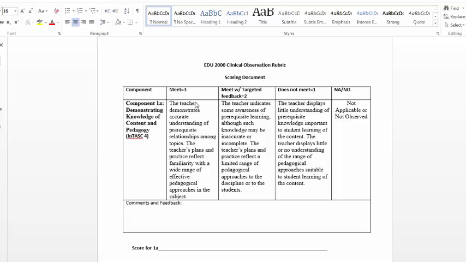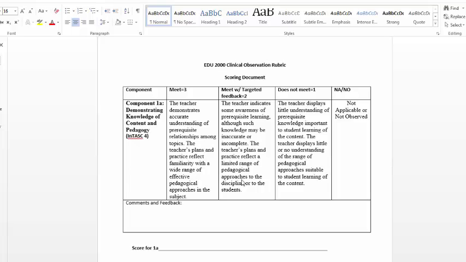So did the intern demonstrate accurate understanding of prerequisite relationships among the topics that they were talking about in class or that you talked about in class? When they had the opportunity to plan and practice, it reflected familiarity with a wide range of pedagogical approaches related to the subject. That would be a high level 3. Meets with targeted feedback, or a 2: the teacher, in this case our candidate, indicates some awareness of prerequisite learning, although knowledge may be inaccurate at times or incomplete. The intern plans and practices a limited range of pedagogical approaches to the discipline to the students.